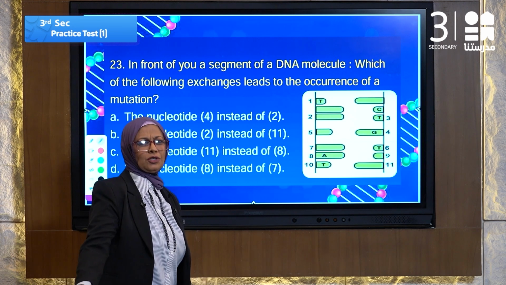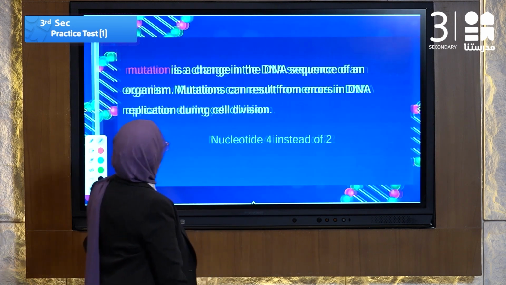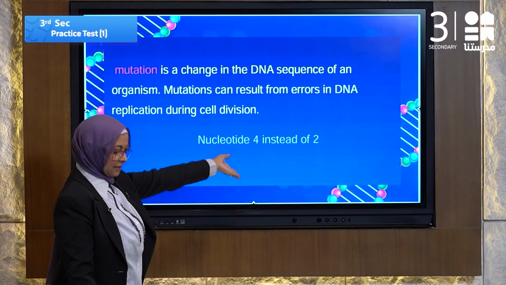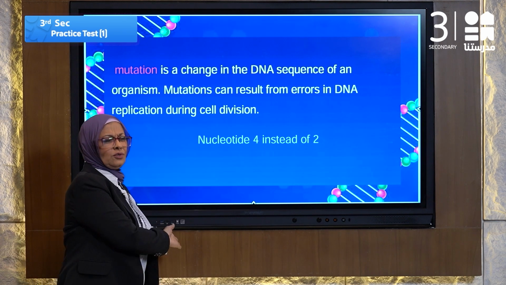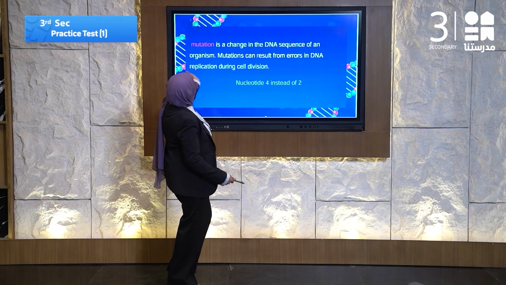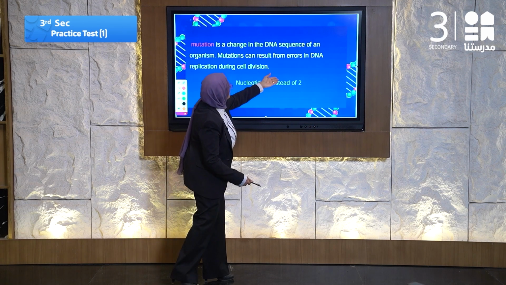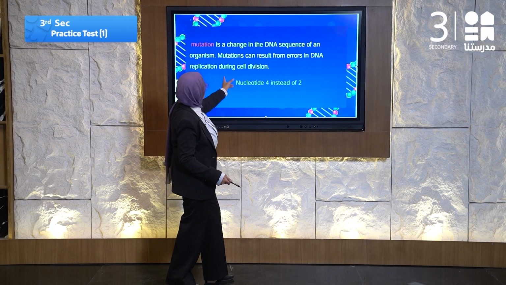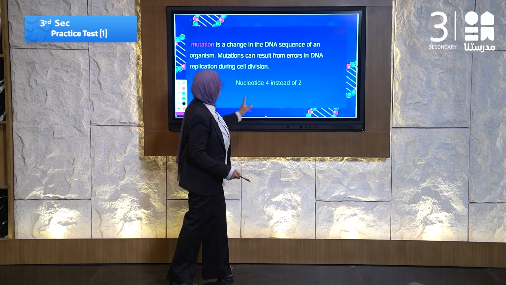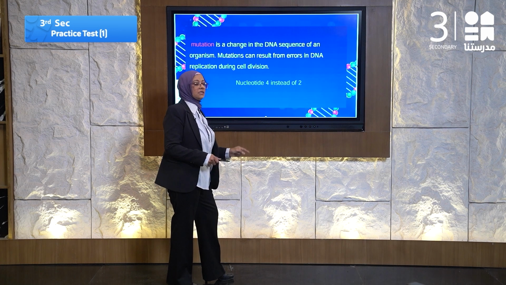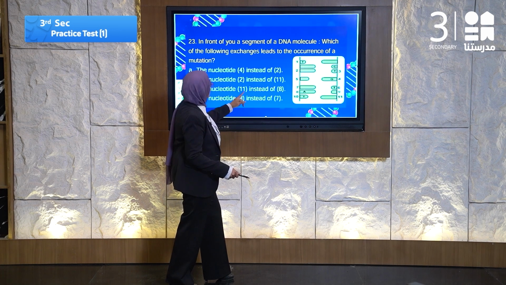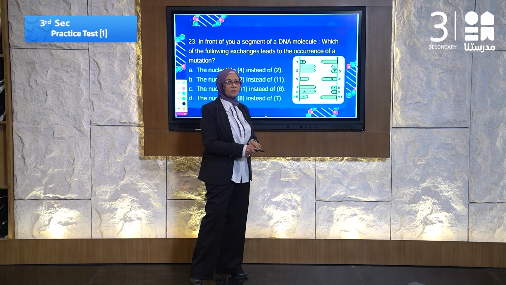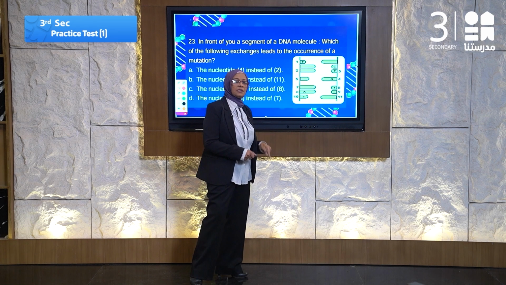Let's talk about mutation. What is mutation? Mutation is a change in the DNA sequence of an organism. Mutation can result from errors in DNA replication during cell division. So, nucleotide 4 instead of 2. They are close together. They are different. There is a mutation.